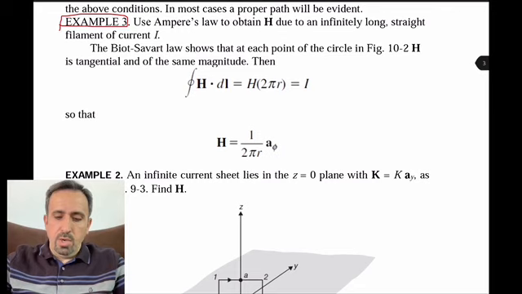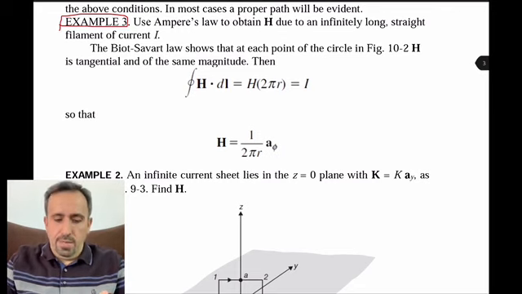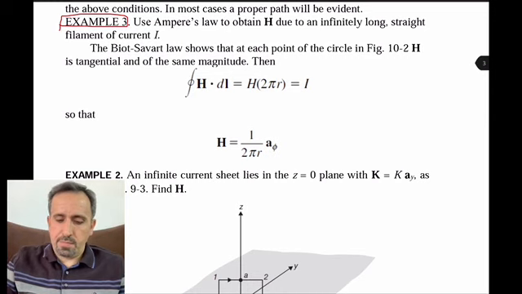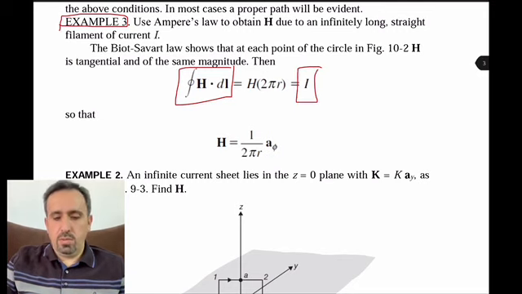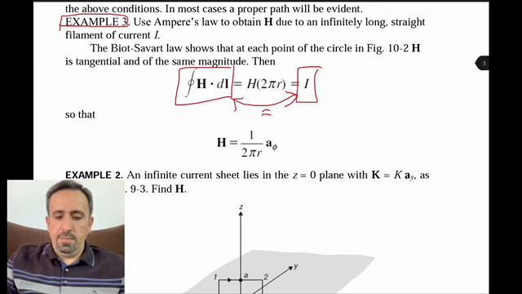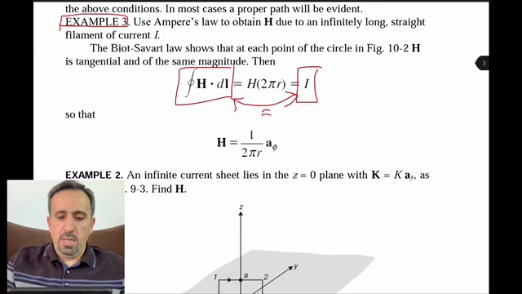Okay, so if you apply the formula, you will say closed integral H·dl equals I enclosed. So how much is H·dl?